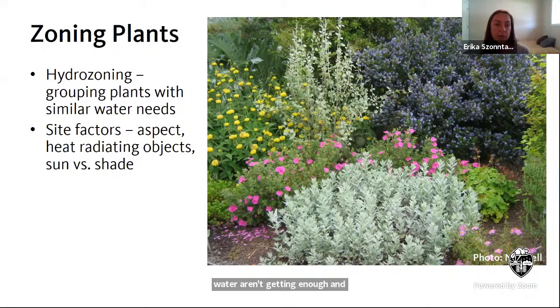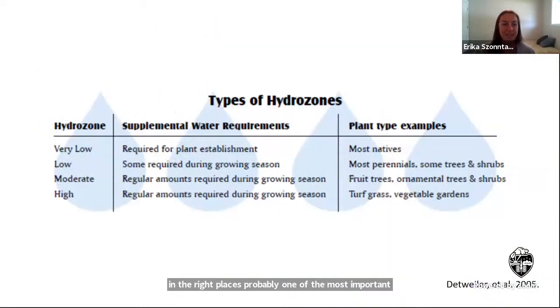And then again, when you're zoning your plants, this is where the site factors like aspect and microclimates come into play. You want to pay attention to heat radiating objects, like if you have a big boulder feature somewhere, making sure that you're using plants that might be a little bit more heat tolerant. And then of course, considering sun and shade, the right plant in the right place is probably one of the most important concepts in gardening, which I'm sure most of you know.